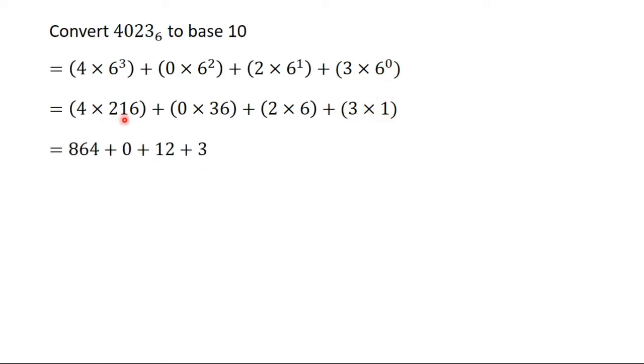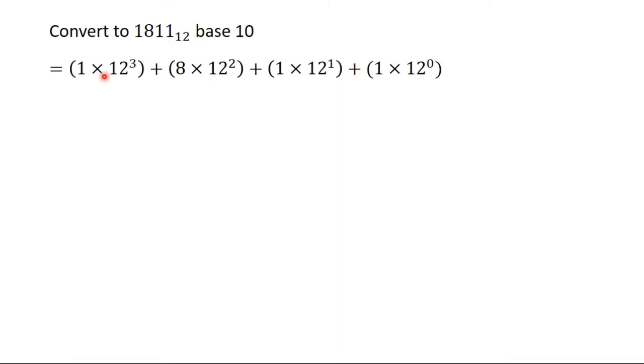4 times 216 will give us 864. 0 times 36 will give us 0. 2 times 6 will give us 12. 3 times 1 will give us 3. You add everything here and we are going to get 879, which means that if you convert 4023 base 6 to base 10, you are going to have 879.